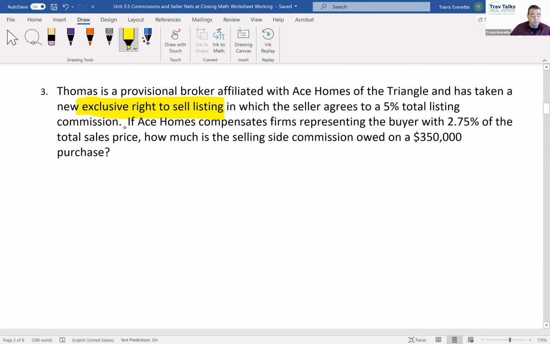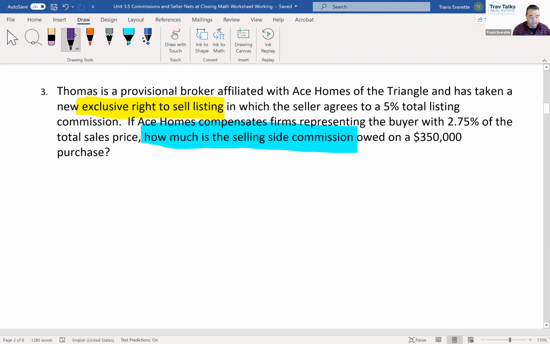Thomas is a provisional broker affiliated with Ace Homes of the Triangle and has taken a new exclusive right to sell listing in which the seller agrees to a 5% total listing commission. If Ace Homes compensates firms representing the buyer with 2.75% of the total sales price, how much, so there we go, there's our question word, okay? How much is the selling side commission? That is my clue. Selling side.